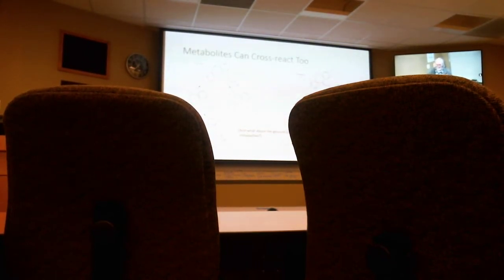Now, metabolites, as we've already talked about, could produce glucuronide metabolites, and we've got other kinds of metabolites when we hydroxylate things. All of these could interfere or be registered as positive, or generally interfere, I guess I should say, with your assay.